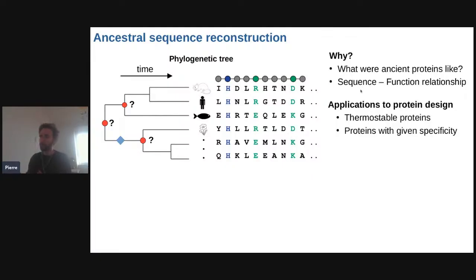You can study the sequence to function relationship, because if you have the sequences at the internal nodes, you can look at the mutations that happened on the branches. And maybe if the function changed slightly along the tree, you can link these to specific mutations. So this is interesting. There is another application, which is a bit strange: when people use typical algorithms to reconstruct these ancestral sequences, they tend to find proteins that are more thermostable than the present-day proteins, especially if you go very far back in the tree. So this is an unexpected application.